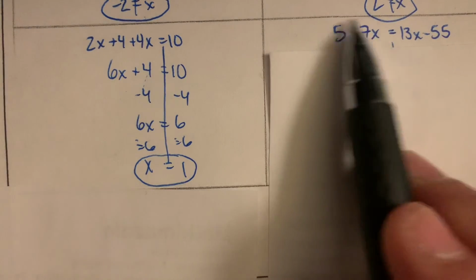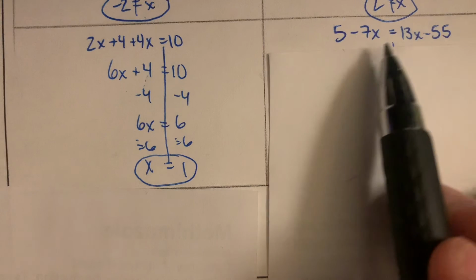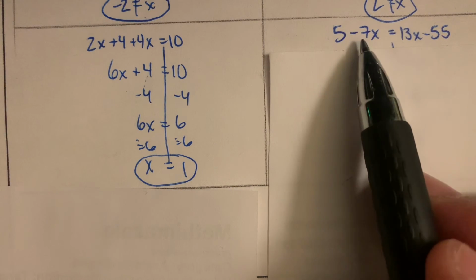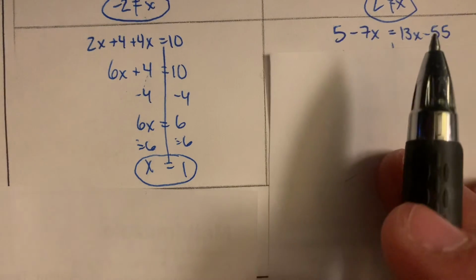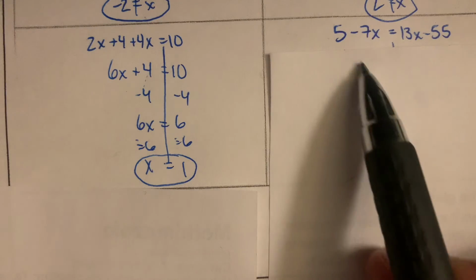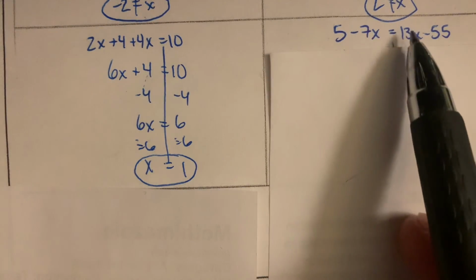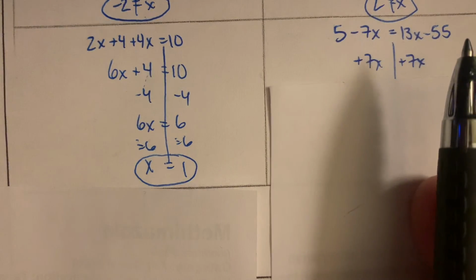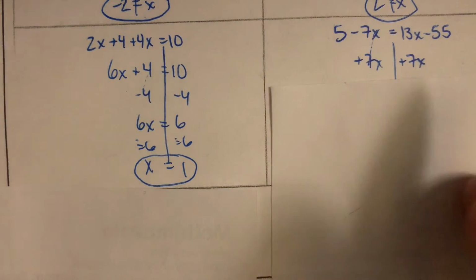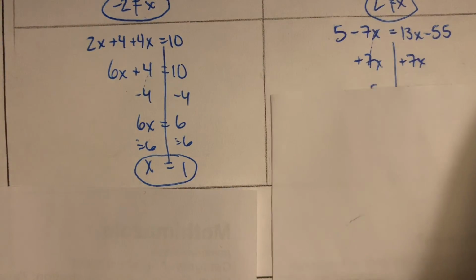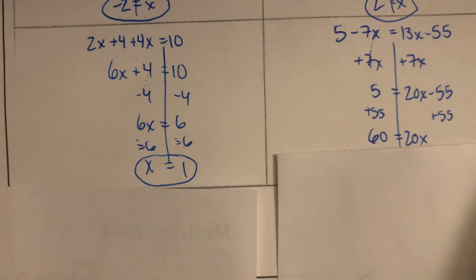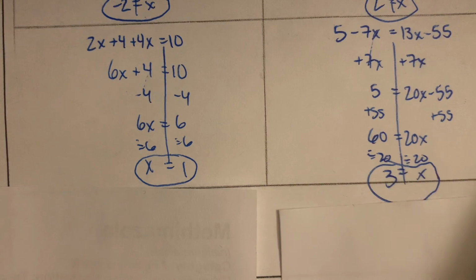Lastly, now we have variables on both sides. So remember, we do want to do the opposite of one of those variables to bring that negative 7x term to 0. So we're going to add 7x. And when you add 7x to both sides, make sure we write it under the 13x because that's what we can combine it with. These end up crossing out. Bring down the 5. 13x plus 7x is 20x. Add 55 to both sides. Divide by 20. And we get x equals 3.